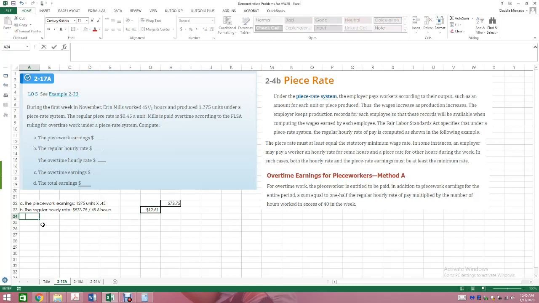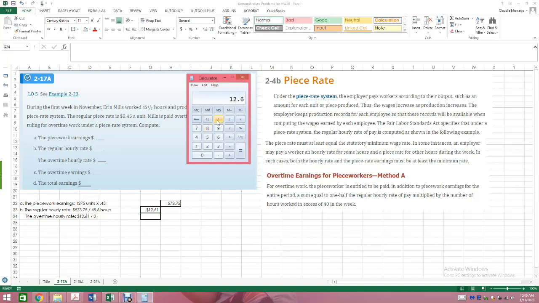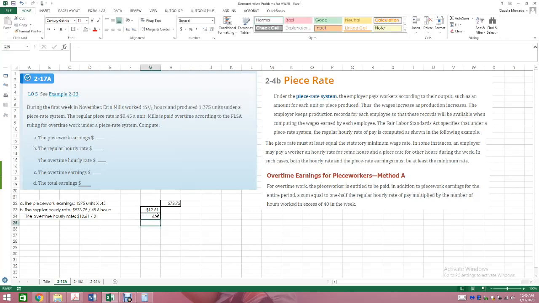They're also asking us to calculate the overtime hourly rate. The overtime hourly rate, according to method A, is a sum equal to 1/2 of the regular hourly rate. So my hourly rate is 12.61, and I'm going to do 1/2. To get 1/2, we divide by 2. 12.61 divided by 2 is 6.305. Let's look at this third decimal. It's a 5. If it's a 5 or greater, we round up. So that's going to be 6.31. That is going to be my overtime hourly rate.